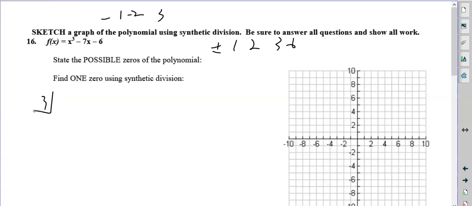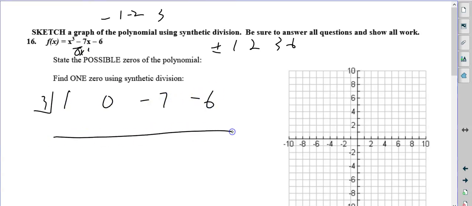Right? Now, it's a tricky one because, look, we're missing an x squared. So it's going to be 1, 0, negative 7, negative 6. Now here's the beauty of this. It says you have to do synthetic division to get full points on this, just like on the quiz. Let's say you forgot the 0, and you did 3, and you did 1, negative 7, negative 6. Now remember, this should be 0 because we've already proven that that's a factor.